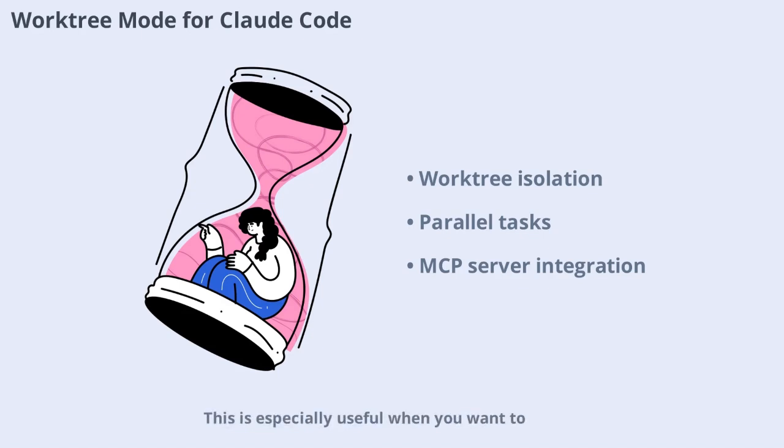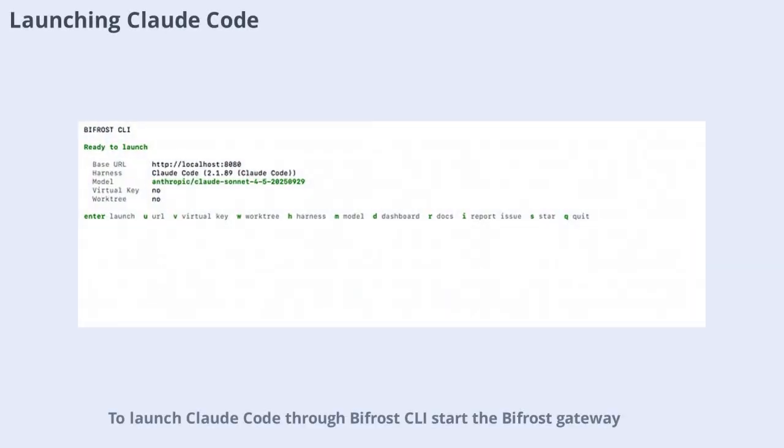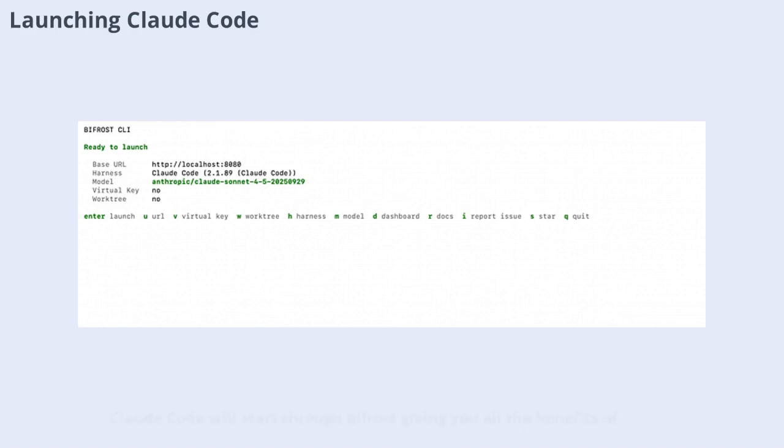This is especially useful when you want to isolate a feature branch or run parallel coding tasks. The CLI can also automatically attach its MCP server for Claude Code, making integration even smoother and more powerful for complex workflows. To launch Claude Code through Bifrost CLI, start the Bifrost gateway, run the CLI, confirm Claude Code as the harness, pick your model, adjust settings, and press Enter.